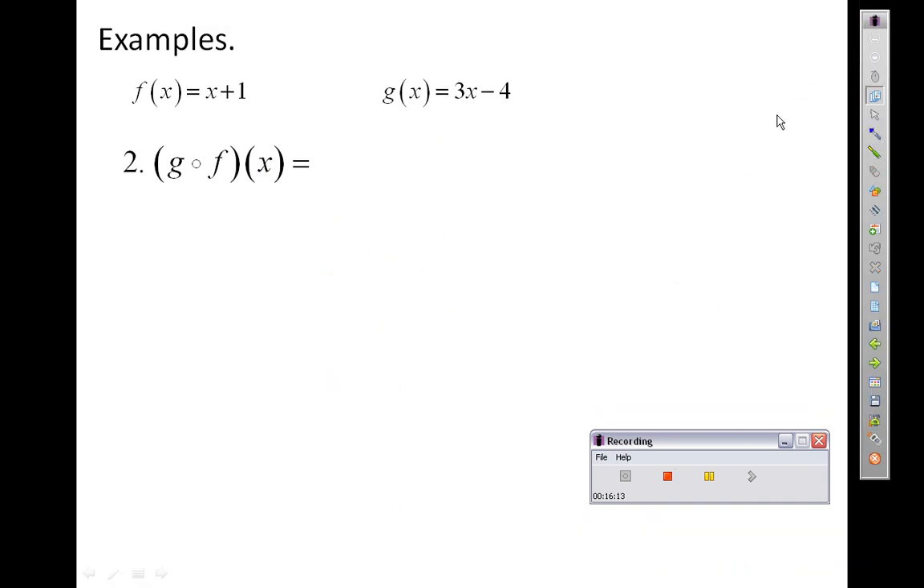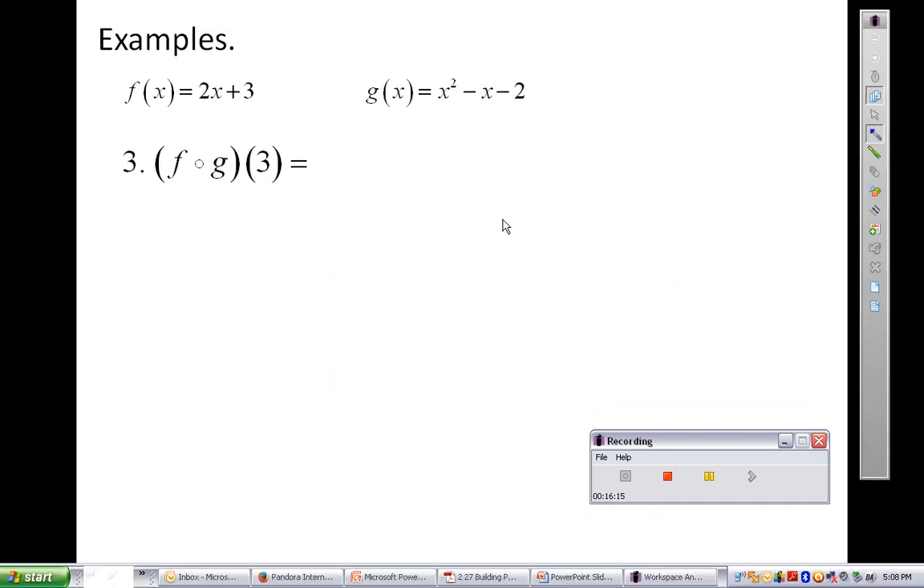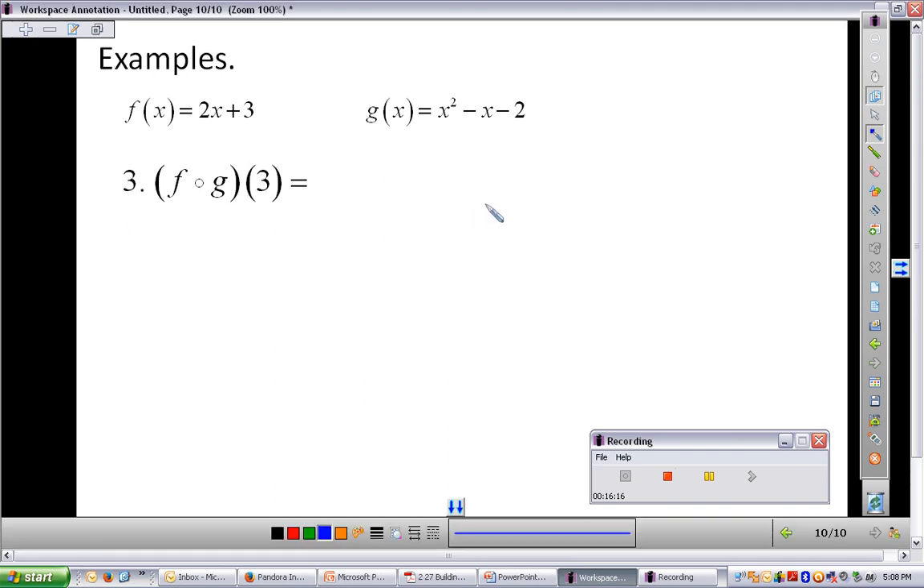We can also do something like this. f of g of 3 is how I would read this. Notice I have two new functions here. So I have f of x is 2x plus 3. I have g of x is x squared minus x minus 2. If I'm going to rewrite this, I would rewrite it as this: f of g of 3.